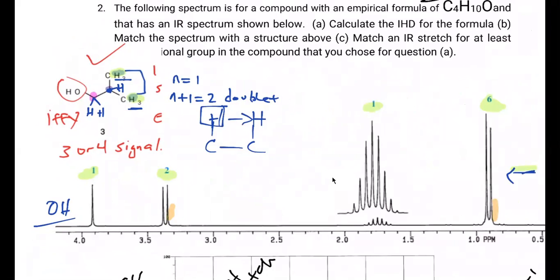So how many neighbors does this set of protons have right here? The ones I just highlighted in green. One neighbor. That's exactly right. So for that set, N is going to be 1, and then N plus 1 will be 2. So that should also be a doublet. And if you look at the location, is it upfield or downfield relative to the other signals? Down. It's downfield.